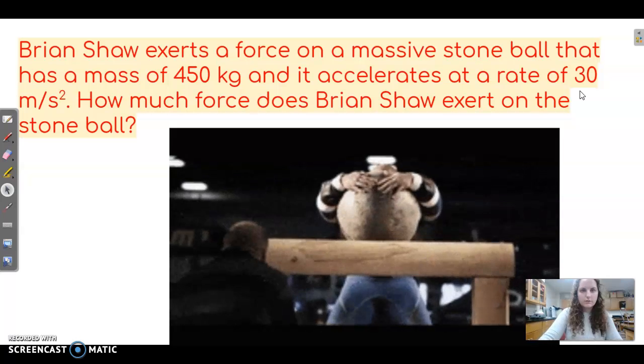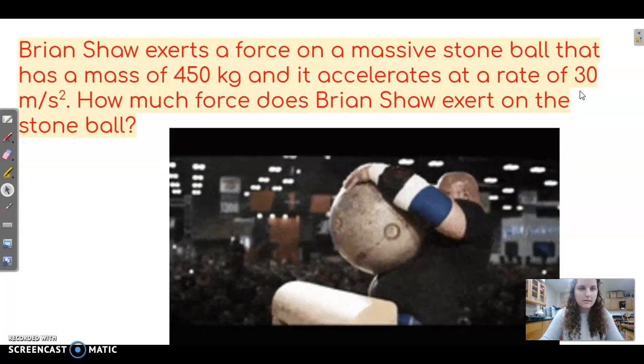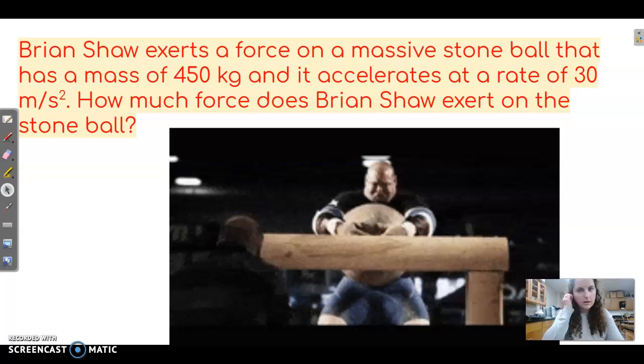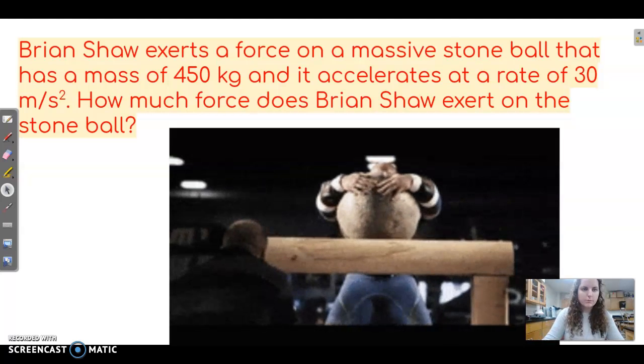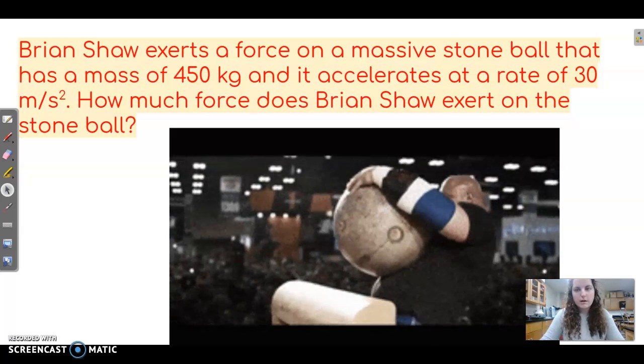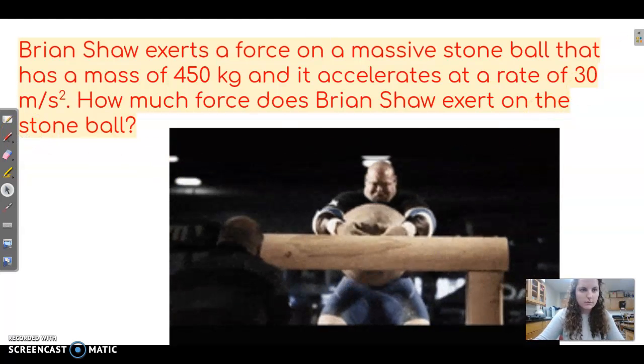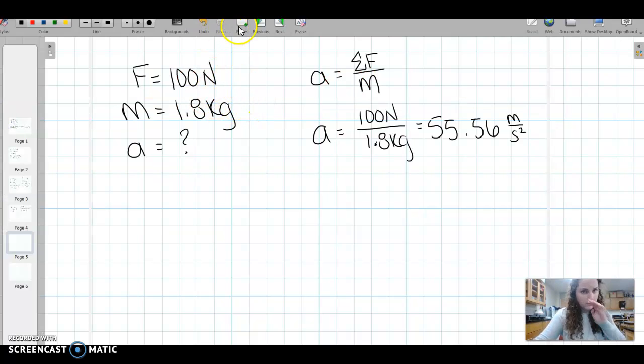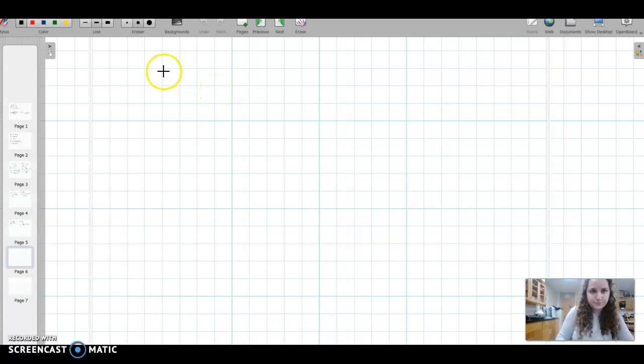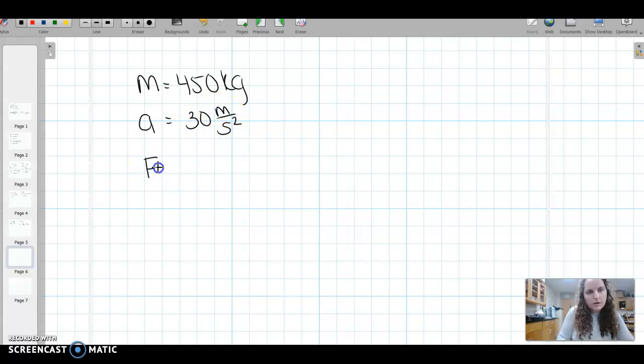So Brian Shaw exerts a force on a massive stone ball that has a mass of 450 kilograms and it accelerates at a rate of 30 meters per second squared. How much force does Brian Shaw exert on the stone ball? So we have a mass and we have an acceleration. So the mass of the stone ball was 450 kilograms, and the acceleration of which Brian Shaw was exerting on this was 30 meters per second squared. And we are asked to solve for the force.